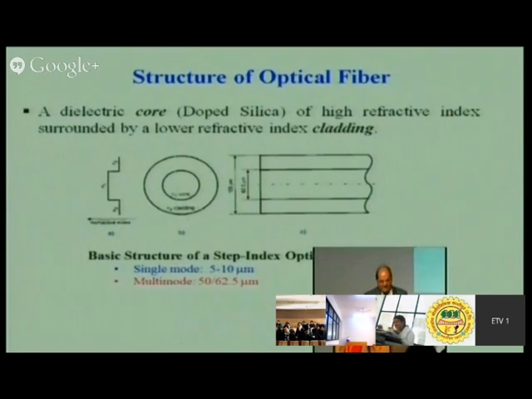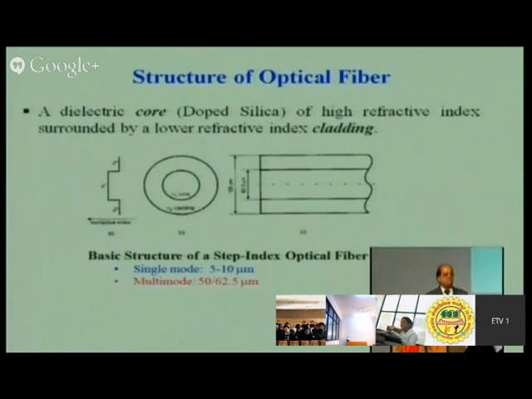The core is of high refractive index and the cladding is of low refractive index, because total internal reflection only takes place if light goes from denser to rarer medium, and the total internal reflection is at the core-cladding interface. So light should enter from the core to the cladding, and at the surface it undergoes total internal reflection. So for total internal reflection, core and cladding should be of different refractive index, and the refractive index of cladding should be lower than the core.